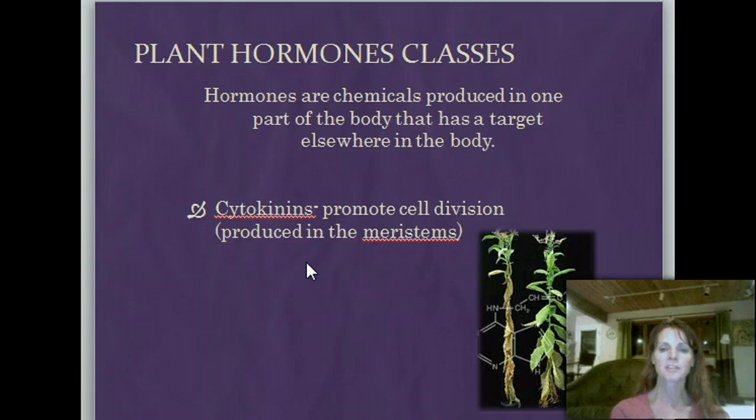Cytokinins promote cell division and are produced in the meristems, okay? So remember the meristems, which was a long time ago, kind of close to the root, and that's where some of the cell growth starts, and where cell elongation can happen, and cell width. So this is obviously very important. Cell division is part of cell growth as well, okay? So that's what's going to happen.